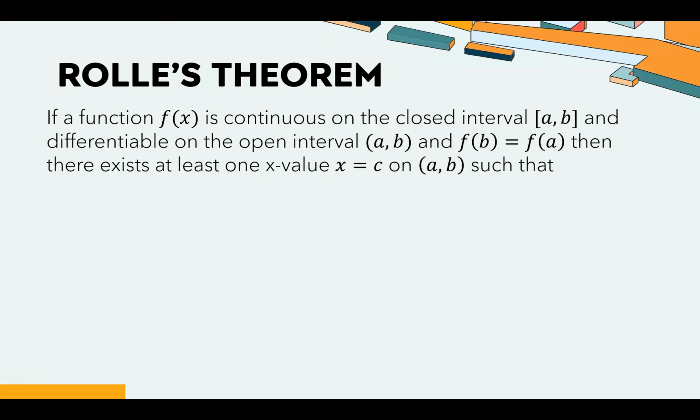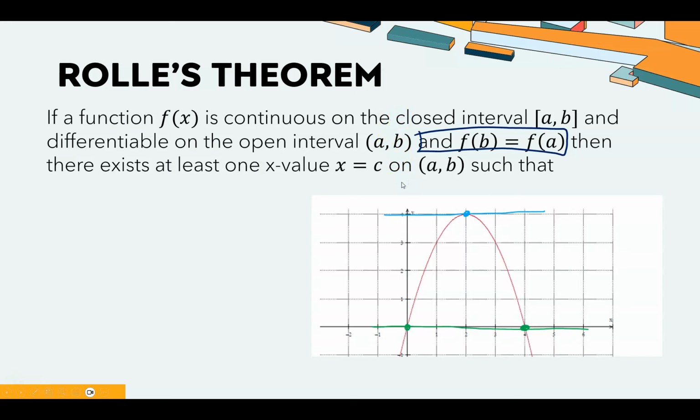Something else that might come up, you might see the words Rolle's theorem. Rolle's theorem is very similar to the mean value theorem. It gets its own name because it was proven first. It was easier to prove mathematically. Notice it almost sounds the same. If a function f is continuous on the closed interval a to b and differentiable on the same open interval a to b, and then here's how Rolle's theorem is different: it says f of b is equal to f of a. That's our major difference. What that means is that the y values of the endpoints are the same. Then there exists at least one x value.